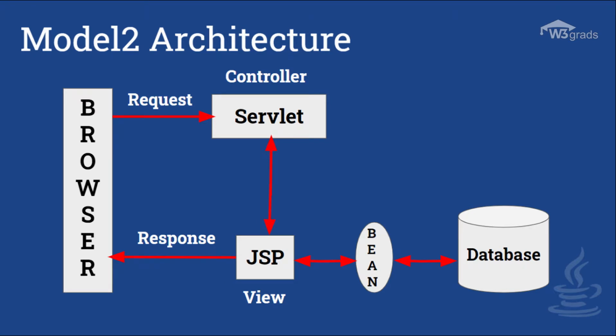It creates the bean objects if required by the JSP page and calls the respective JSP page. The JSP handles the presentation part by using the bean object. In this model, JSP doesn't do any processing. Servlet creates the bean object and calls the JSP program as per the request made by the client.